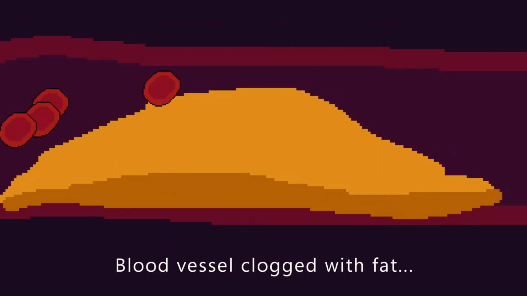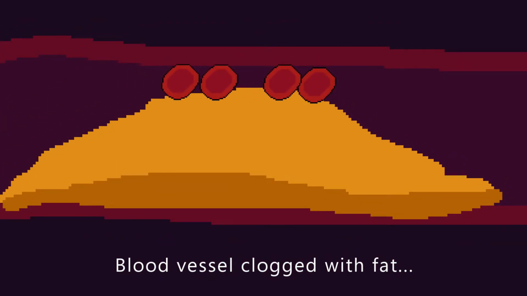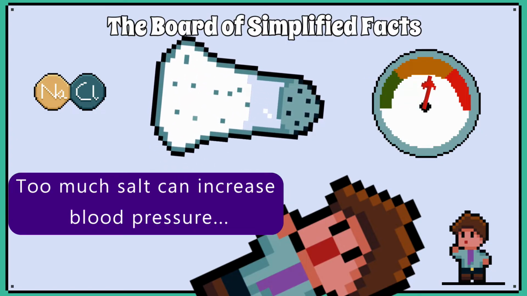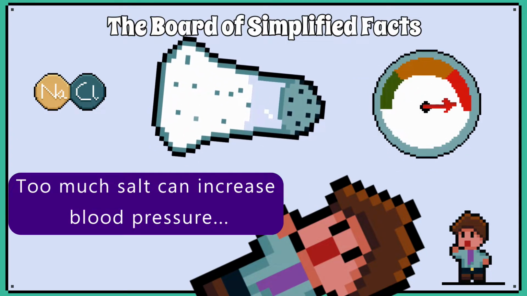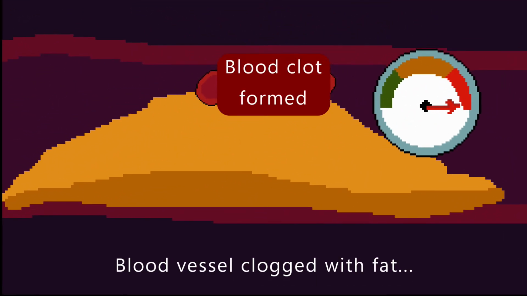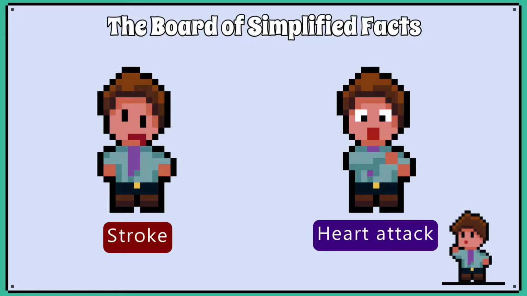Effectively, fat and cholesterol can block your blood vessels if there is too much in your diet. Excess salt, specifically sodium, in your diet can lead to high blood pressure. A combination of high blood pressure and blocked arteries increases the risk of blood clots forming in your vessels, which can cause a stroke or a heart attack.